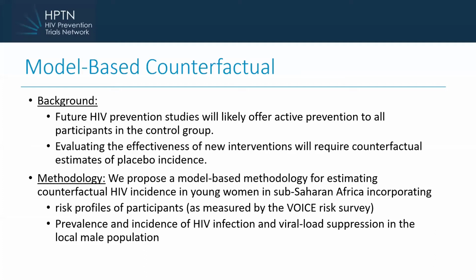Here we demonstrate the use of a mathematical model for predicting HIV incidence in populations of young women in sub-Saharan Africa. The prediction relies on two key pieces of information: baseline HIV risk profiles measured using the Voice Risk Survey, and information about the HIV prevalence, as well as rates of viral load suppression in the local male population.